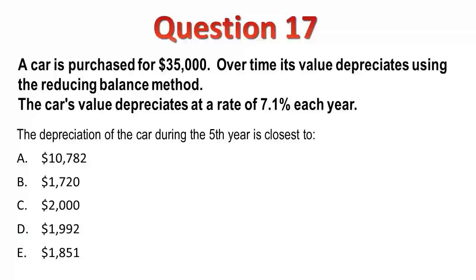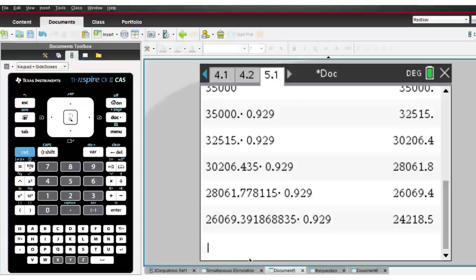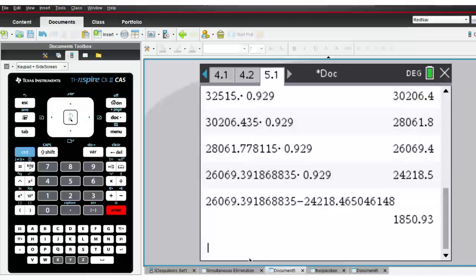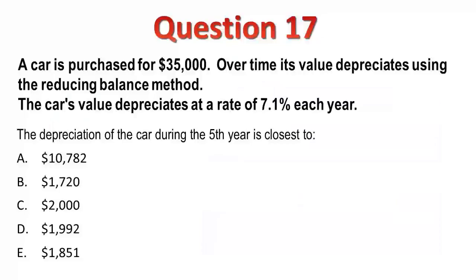Question 17, still looking at the same vehicle, and we're looking for the depreciation of the vehicle during the 5th year. So it is the value of the car at the end of the 4th and the end of the 5th. So we're just looking for the difference. To do that, we'll go back to the calculator and just subtract the two values. So the answer is $1,851, rounding it off, corresponding to E.